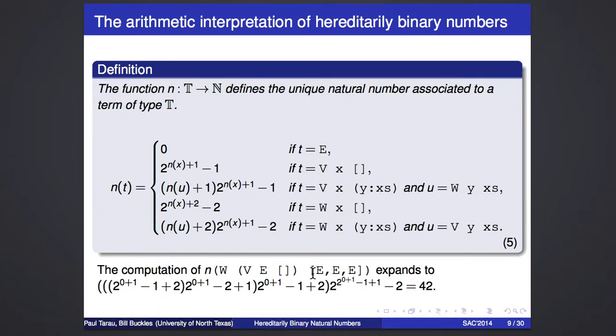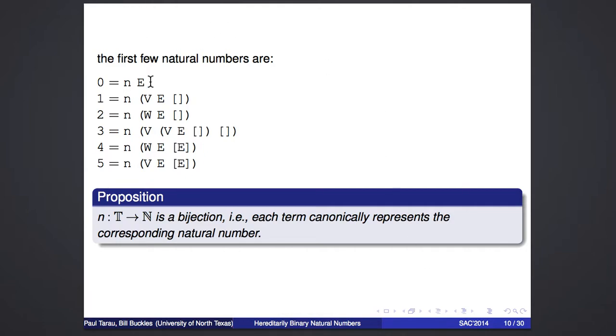And the example shows you the computation for a very simple term, W of V empty, and then a list of 3 empty leaves here. This expands to this computation that ends up being 42. So the first natural numbers with this notation, we can verify this by applying the formula, would be 0, then 1, 2, 3, 4, 5. They correspond to relatively small trees, as we can see.